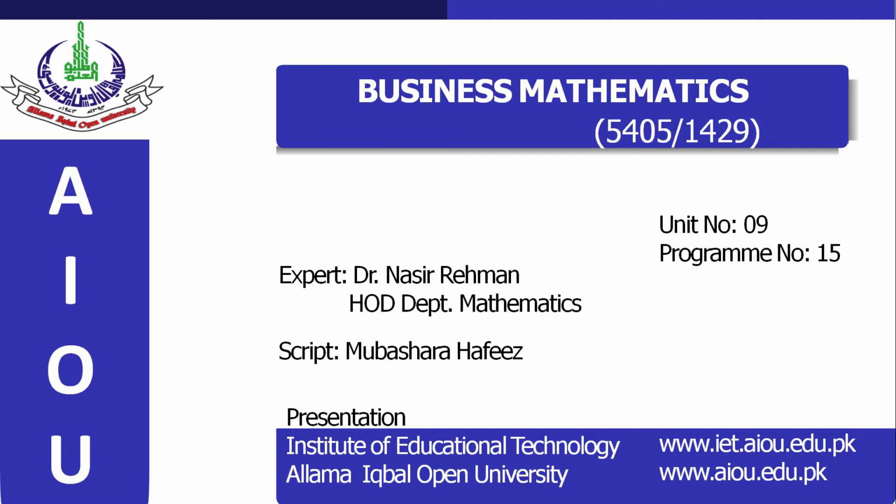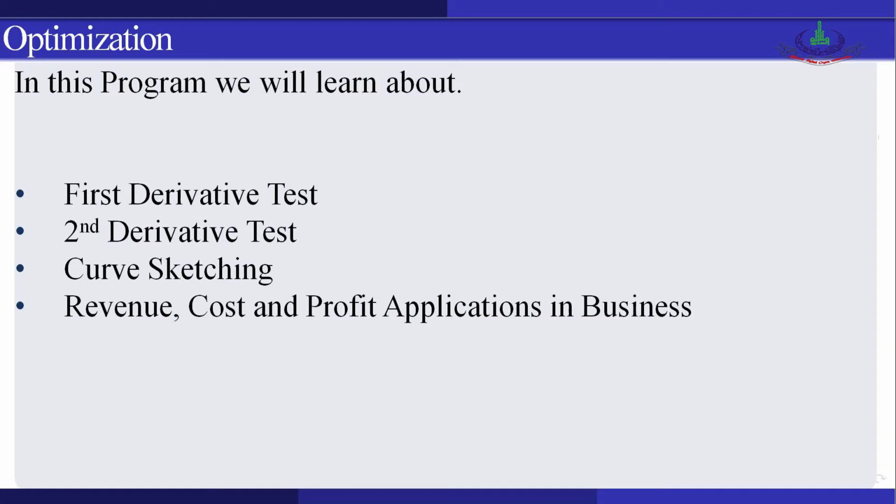We have prepared a brand new series of programs for the course Business Mathematics with course codes 5405 and 1429. Today you will listen to the 15th program of the series, which is about unit number 9. In this program, we will discuss and learn about these topics. First derivative test, second derivative test, curve sketching, and revenue, cost and profit applications in business.